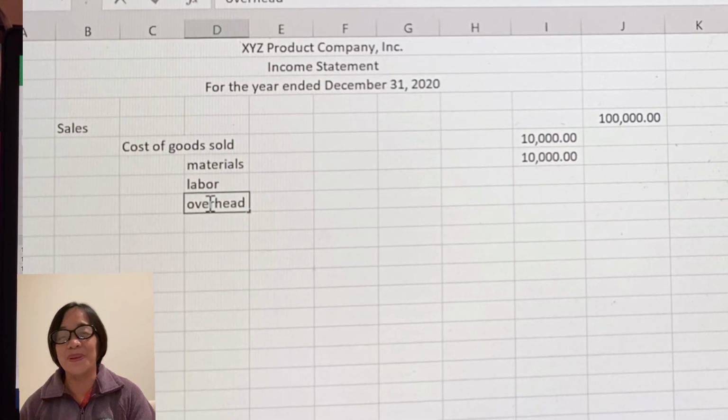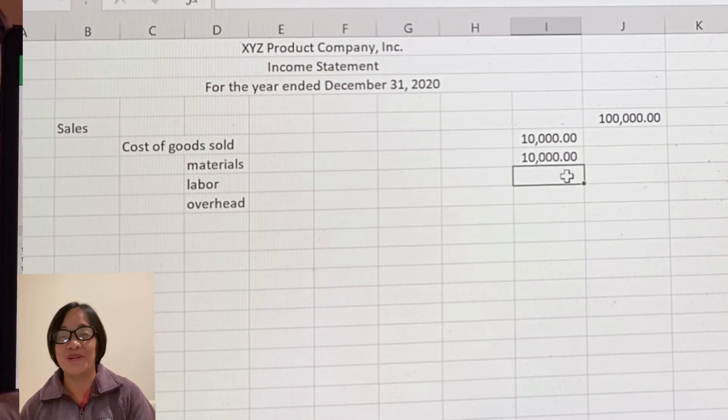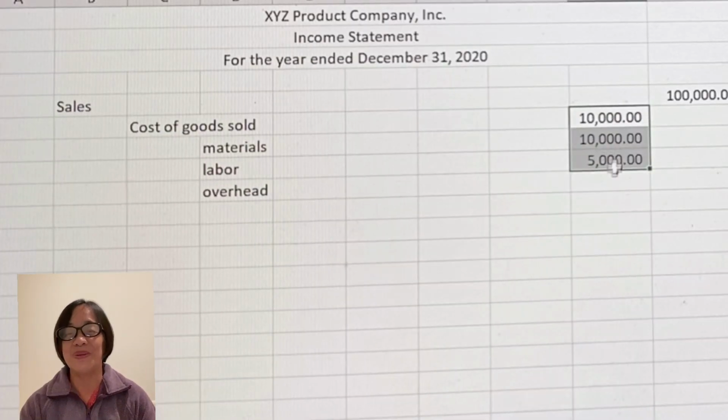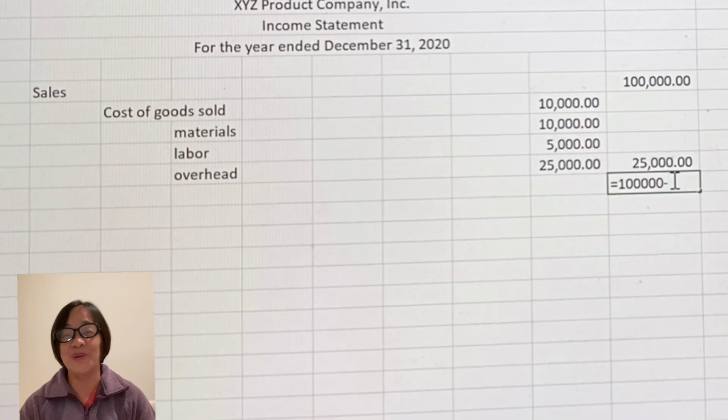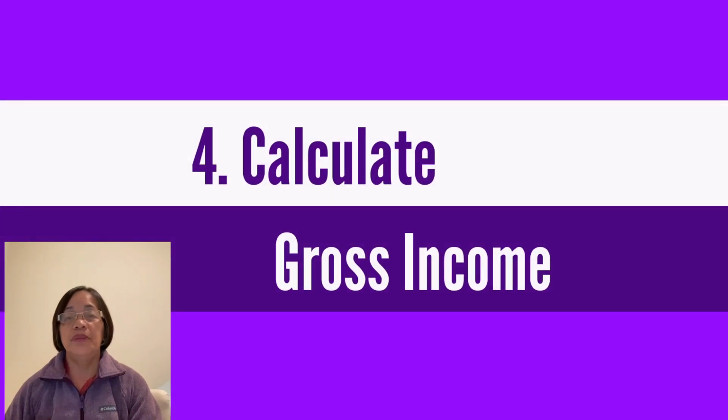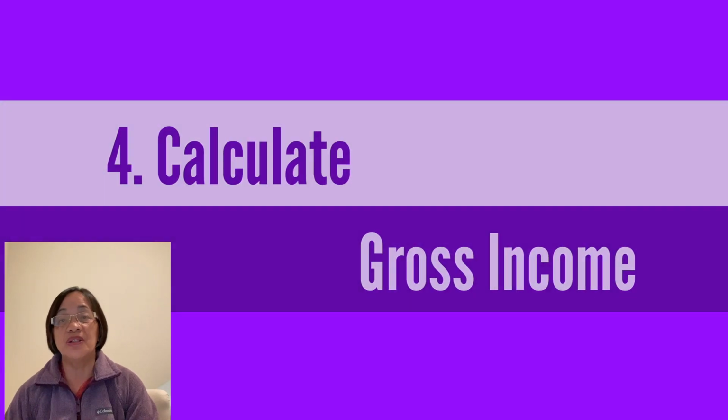So in this example, we are reporting a first year operation, so we have no inventories to report. So what we're gonna do is to add all direct materials, direct labor, and the overhead expense that we incurred on the operation of the business and deduct it from our revenues, and the result will be our gross margin. Number 4 is to calculate gross margin or gross income.